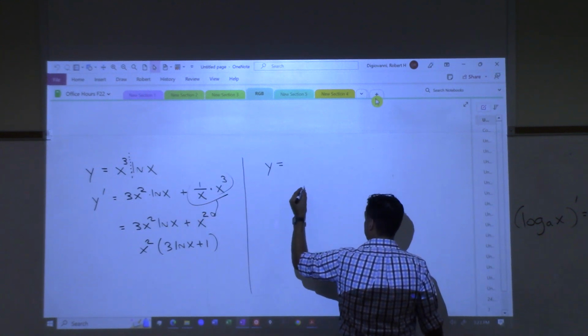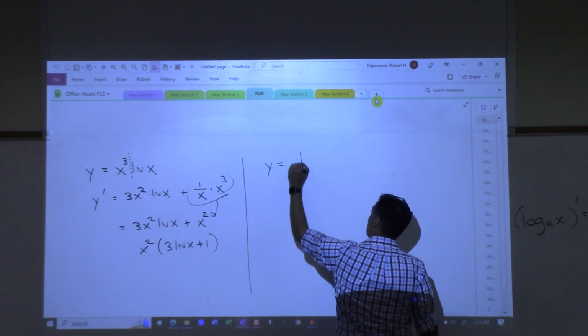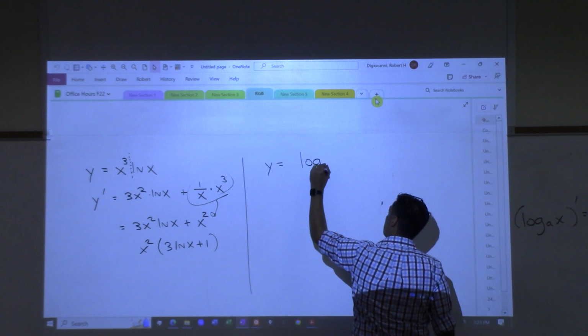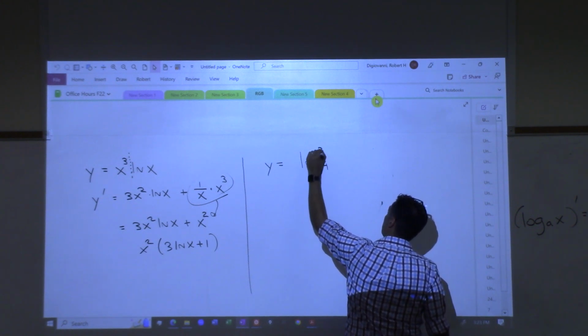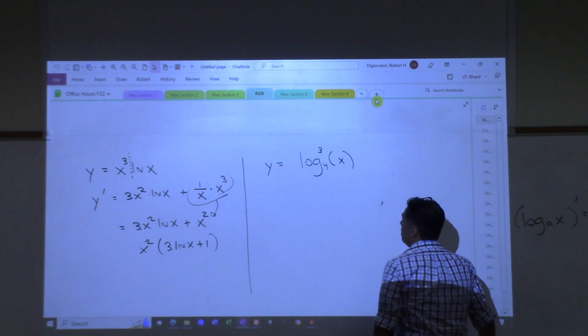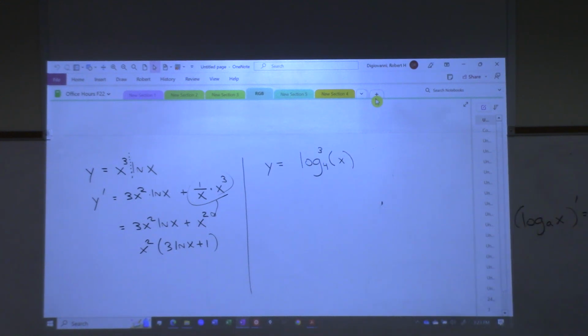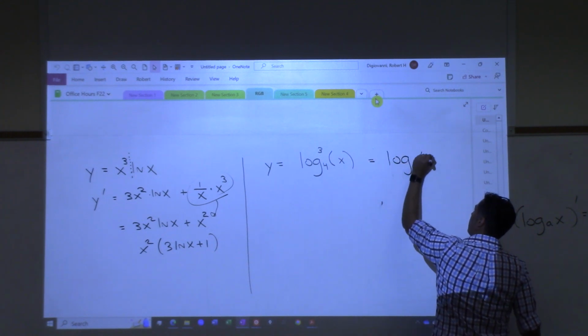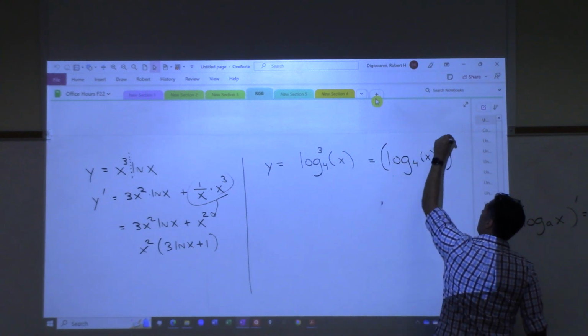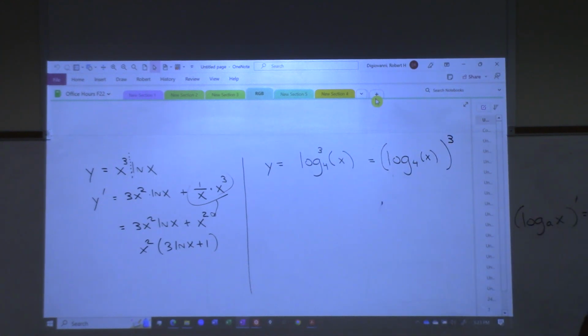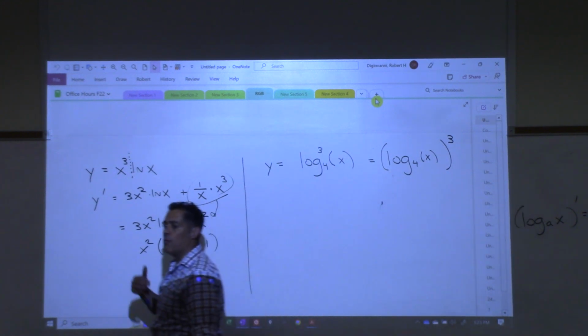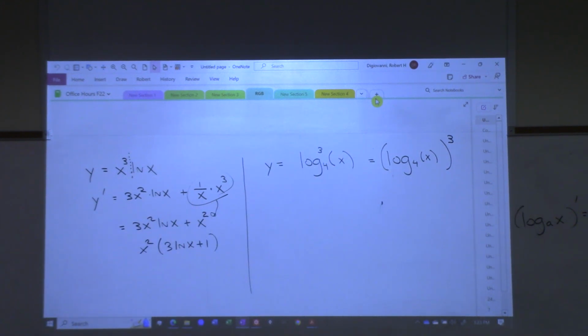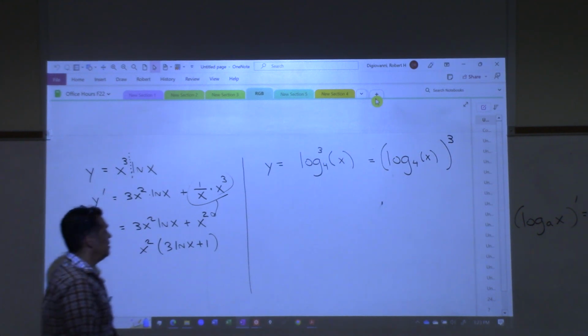All right, how about this one? How about log base 4 cubed of x, like that? Chain rule, right? That expression, we need to understand, really means that, right? That's what that means. That third power right here means that we're cubing the entire logarithm. So to differentiate this, I need to do a chain.